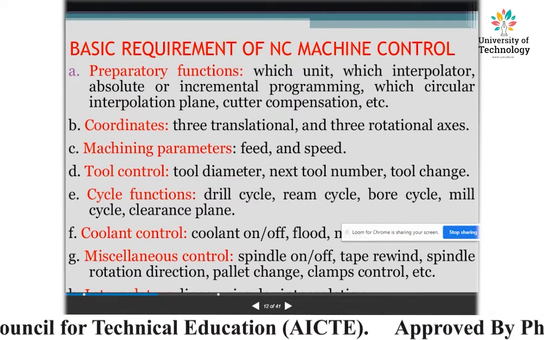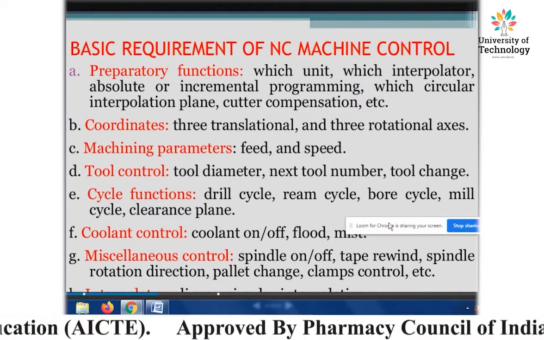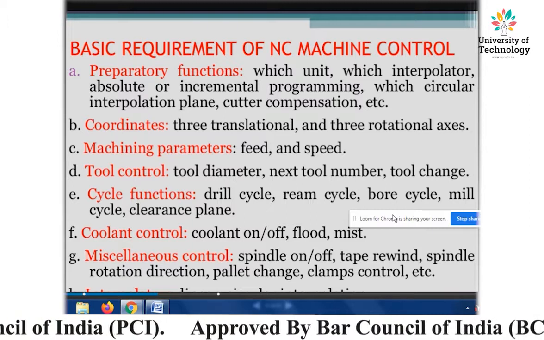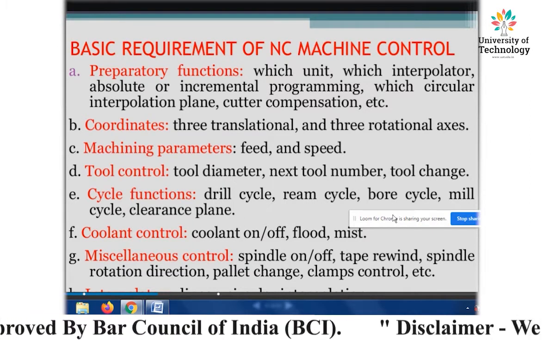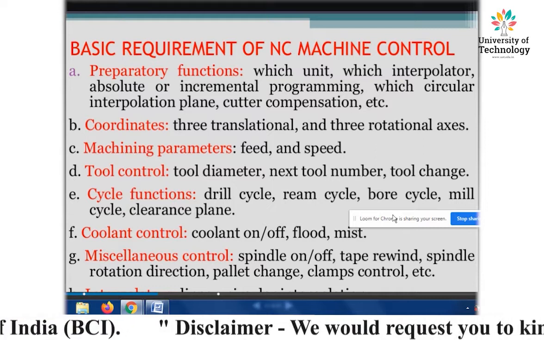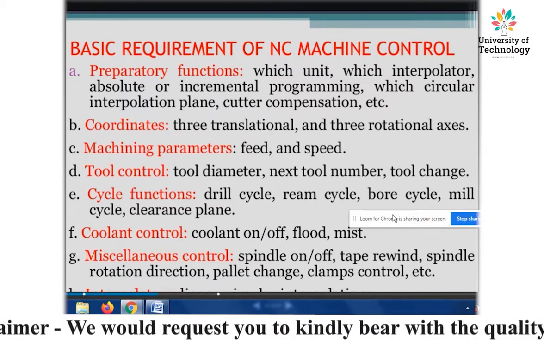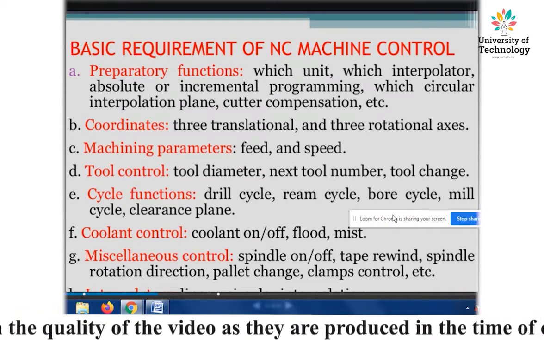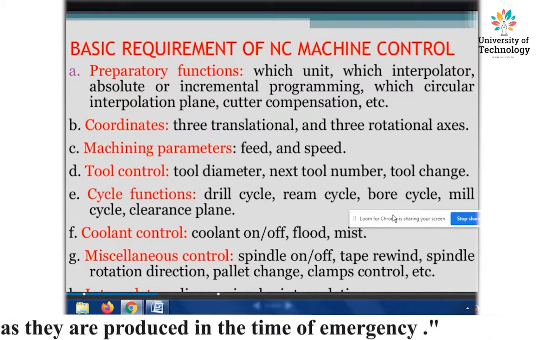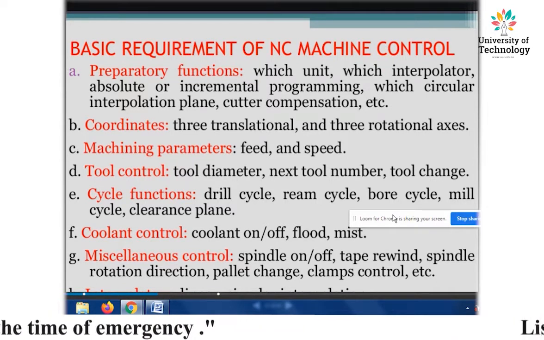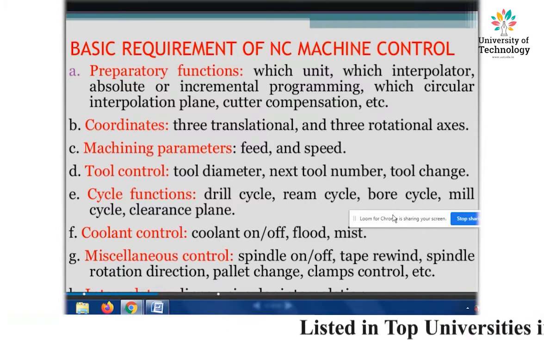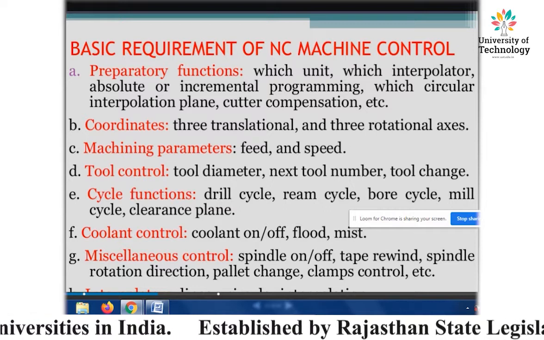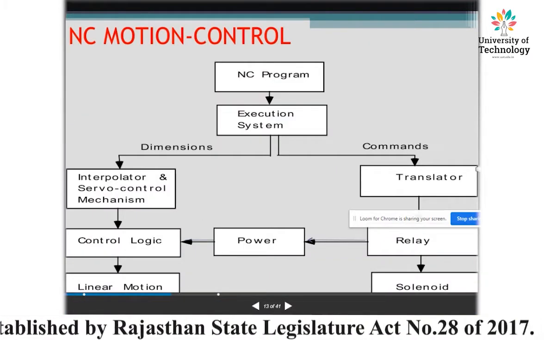Coolant control system in NC: coolant on/off and what type of coolant flows during the cutting operation. There is a flood type or a mist type, depending on the work material during cutting in an NC system. Miscellaneous control systems include spindle on/off, tape rewind, spindle rotation direction, pallet change, clamp control, etc. These are all basic requirements of the ANSI system.